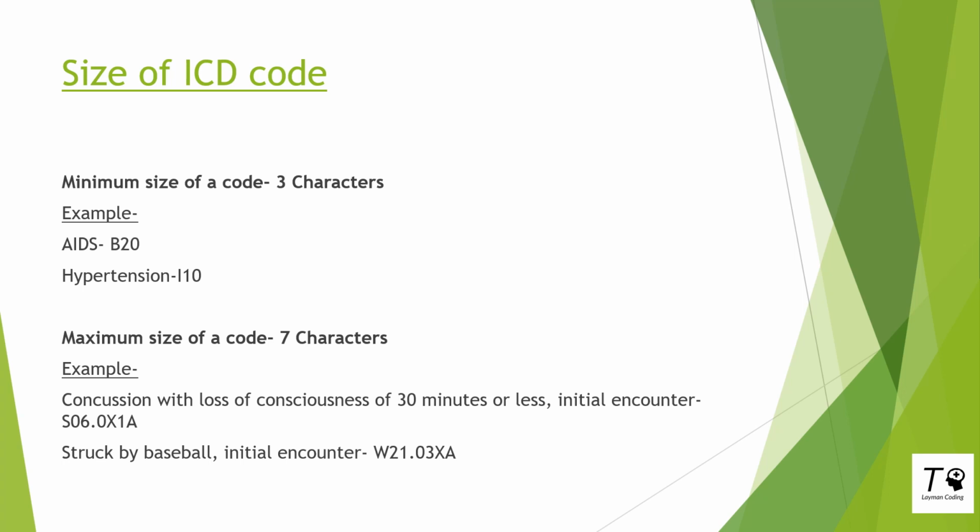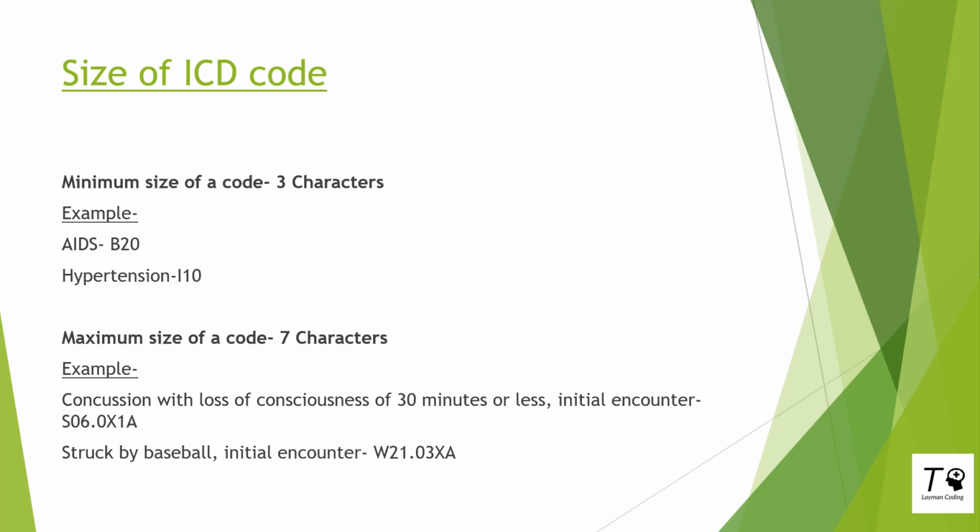A few of the examples are in front of you. The first example is AIDS. If you check, the code is B20. It is made up of 3 characters. Hypertension, the code is I10. It is made up of 3 characters.